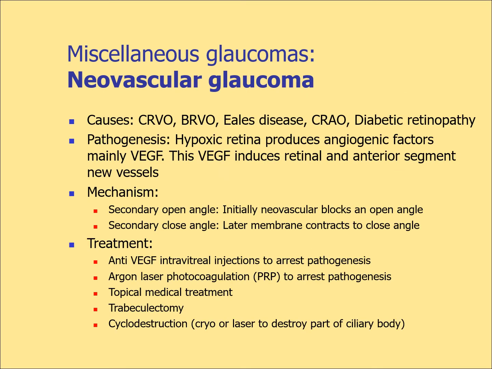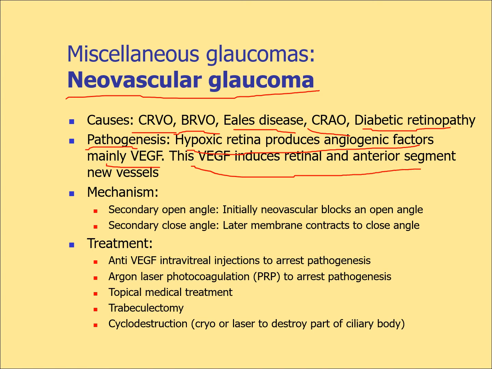Then the third variety we're going to discuss is the neovascular glaucoma. Causes of neovascular glaucoma, you should remember: central retinal vein occlusion, branch retinal vein occlusion, Eales disease, central retinal artery occlusion, and diabetic retinopathy. All these can cause ischemia of the retina. And the pathogenesis: hypoxic retina because of the ischemia produces angiogenic factors, mainly VEGF. This VEGF induces retinal and anterior segment new vessels. Now the mechanism of the glaucoma is of more than one type.